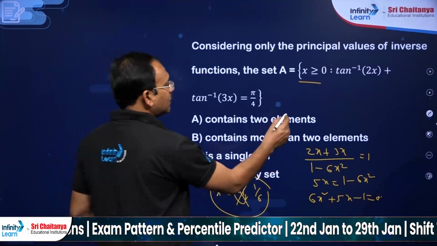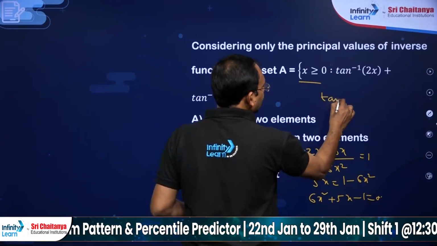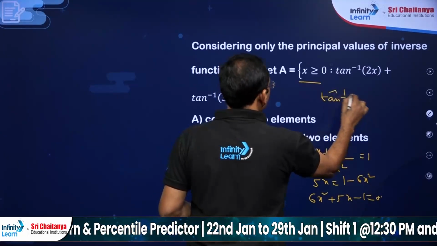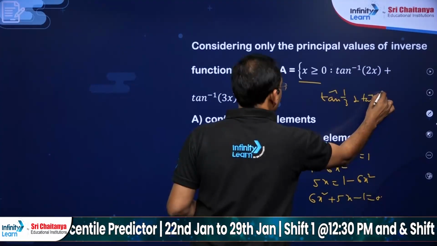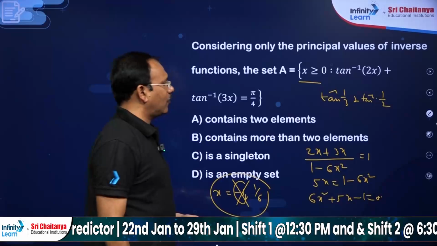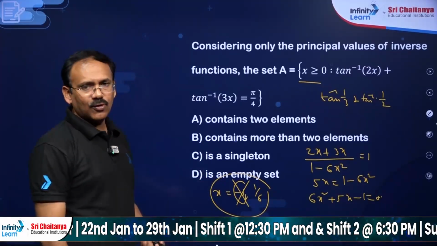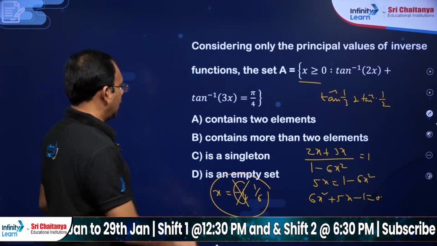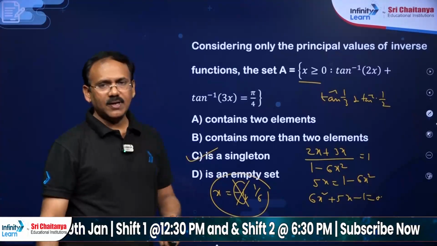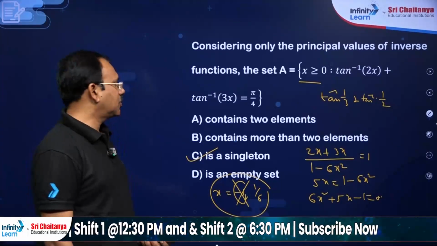So 1 by 6 means tan inverse of 2 by 6, that is 1 by 3, plus tan inverse of 3 by 6, that is 1 by 2. Will it be pi by 4? Of course this is pi by 4 only, no problem. So it is a singleton set, only one element is there satisfying that condition, right.